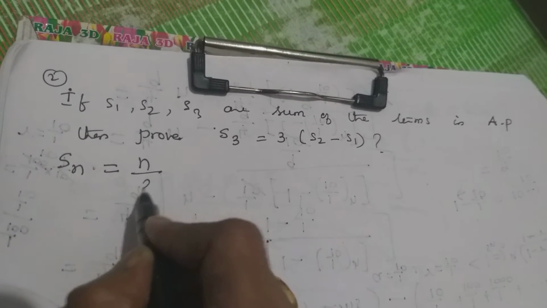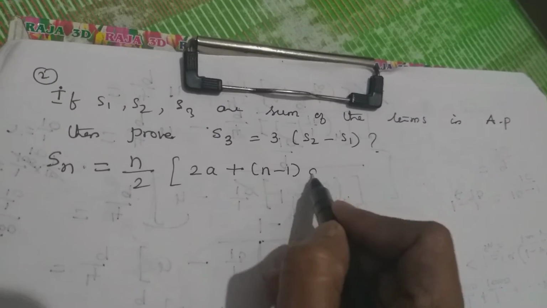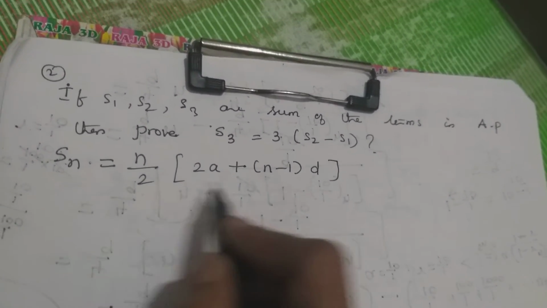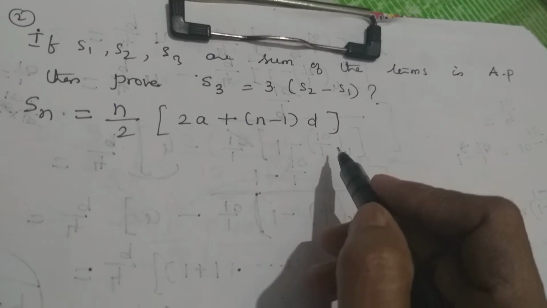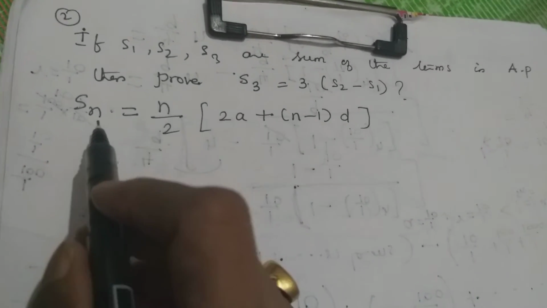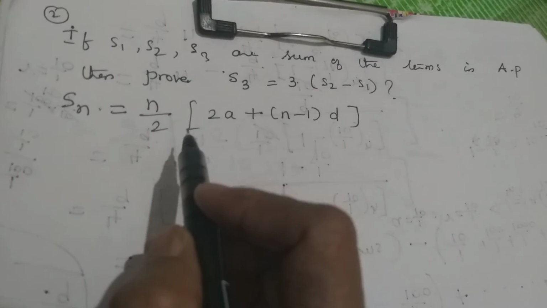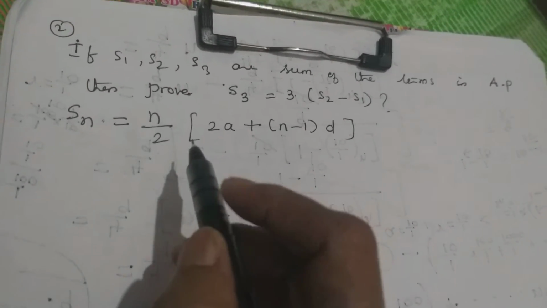Sn equal to n by 2 into 2a plus n minus 1 into d. This is your formula in AP for finding the sum of the terms. Now for n we are going to substitute 1n, 2n, 3n. So you'll get the proof.